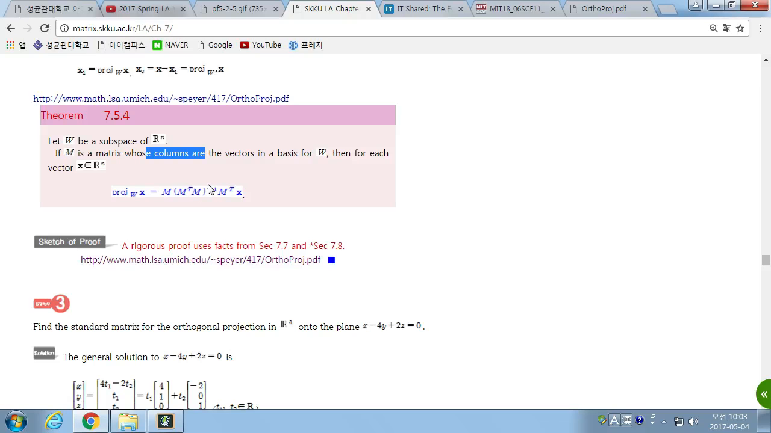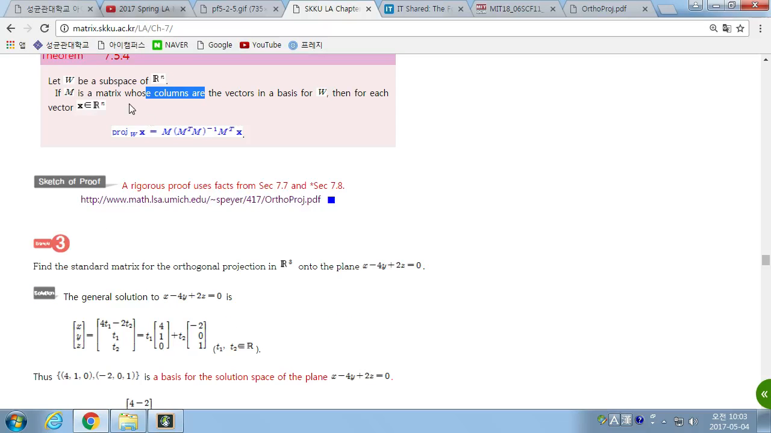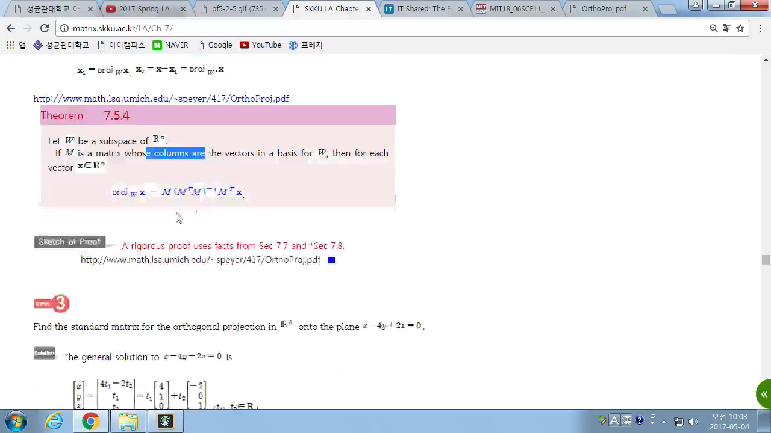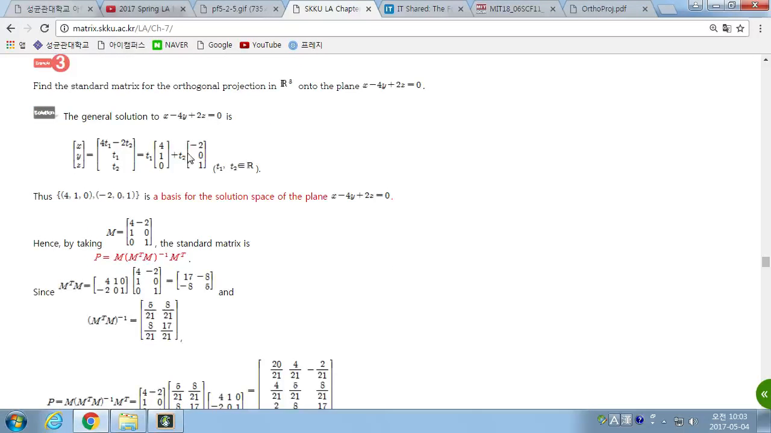That's why you need to know about the basis. Okay. So whenever you have a projection, you can find the projection by just multiplying by this orthogonal projection matrix. Let's see. Find the standard matrix for orthogonal projection in R3 onto the two-dimensional plane.